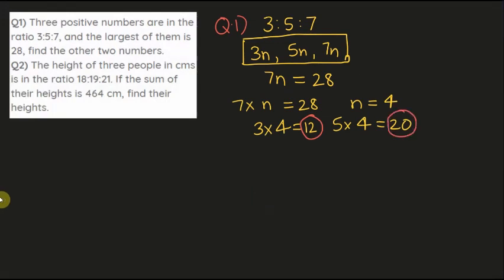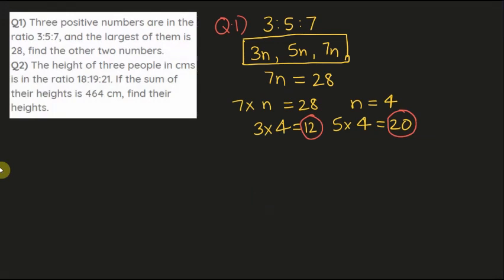So 12 and 20 are the other two numbers respectively. Now let's move on to the other question, the second one. The height of three people in centimeters is in the ratio 18:19:21. If the sum of their heights is 464 centimeters, find their heights.